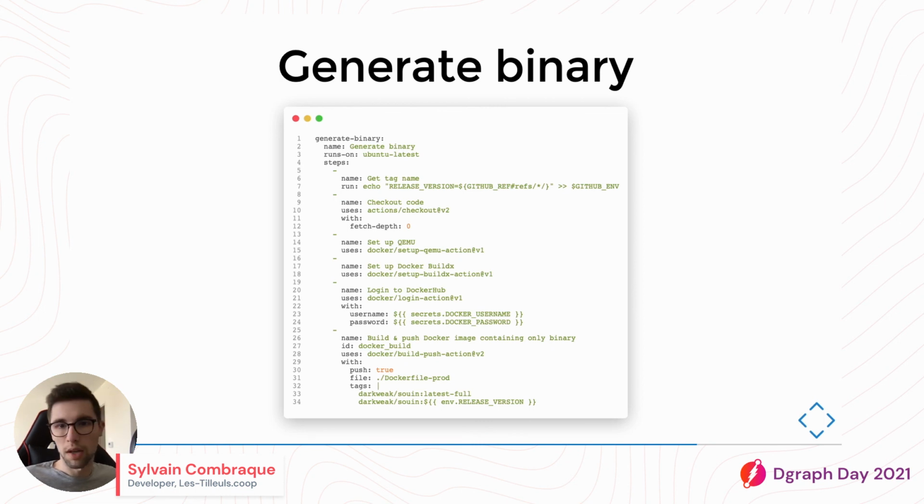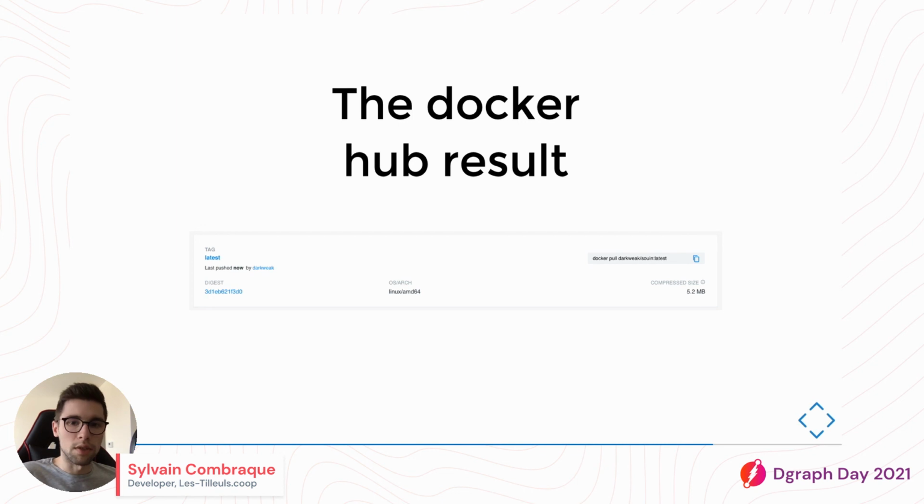The only line which differs from the minimal version is the 33rd line. In the minimal version, we are using latest instead of the latest-full tag. And as you can see, here is the result on Docker Hub. Our image is tagged as latest and is ready to be pulled, and obviously is tagged as latest-full for the full version.